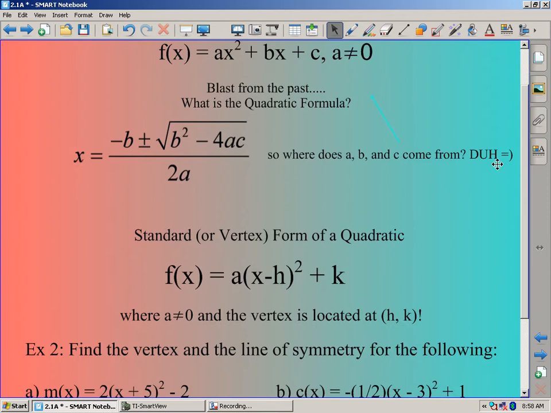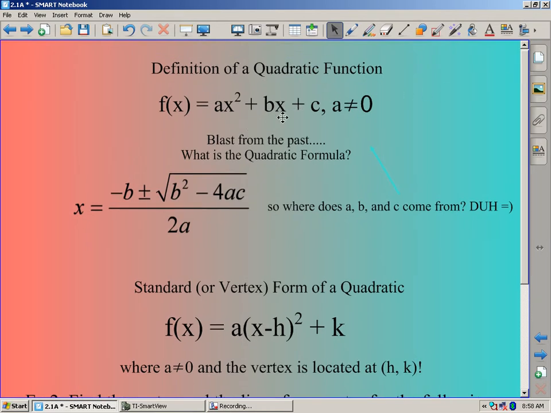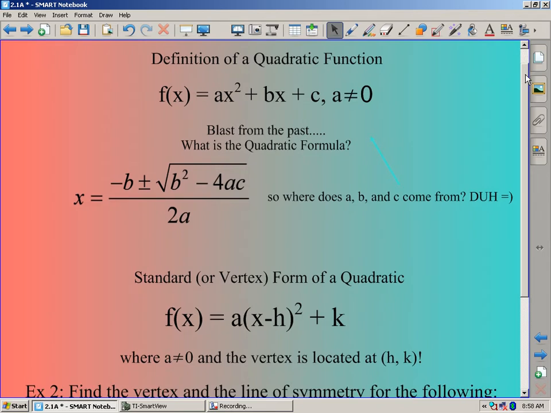Standard quadratic form is this right here, and this is the way we like to write quadratics when we're sketching graphs, with the vertex being h and k. And in order to go from our general quadratic form up here, the definition of a quadratic function, we have to complete the square to get it in this form.